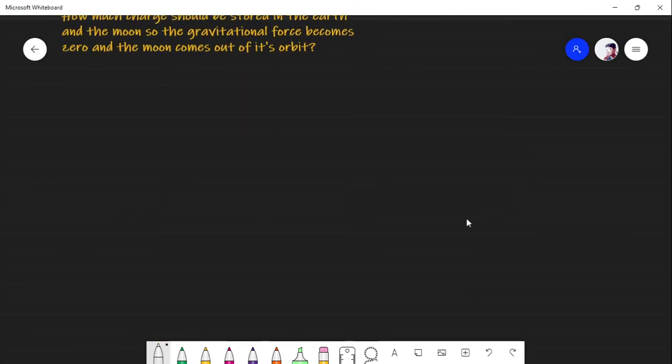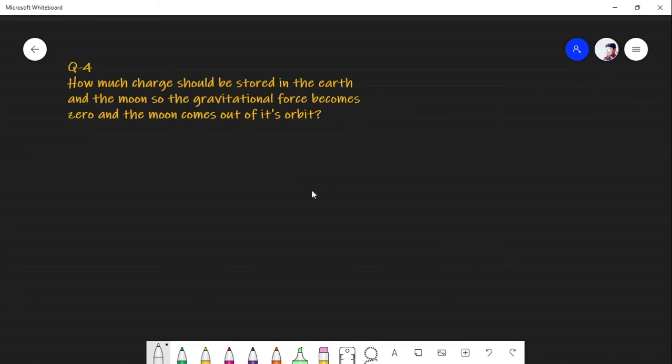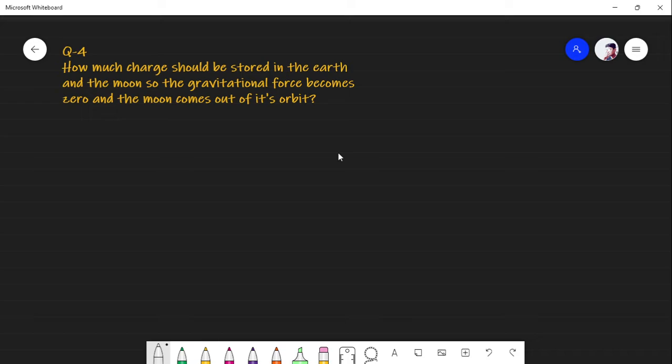So maybe this is our final problem. So let's see what it says. How much charge should be stored in the earth and the moon so the gravitational force becomes zero and the moon comes out of its orbit? Okay, this is a question of some higher thoughts.